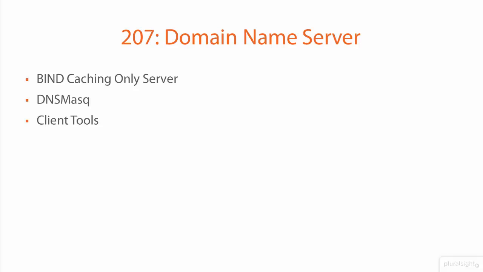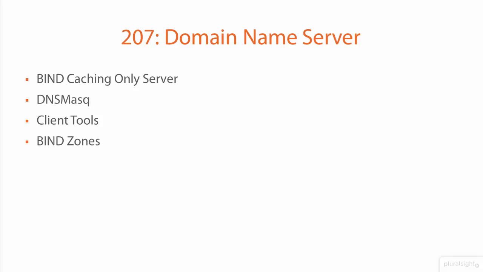Specifically for this course, looking at DNS, you can probably guess we're going to be looking at domain name services. But specifically, we'll go through and look at setting up a caching only BIND, or Berkeley Internet Name Daemon, server. We'll be taking a look at dnsmasq and how that is used. We'll be looking at some of the client tools, some of the things that we'll be used to, maybe like the host command, maybe like the dig command, but we'll also look at how we can create our own client tools by programming a little bit within Perl and Python.